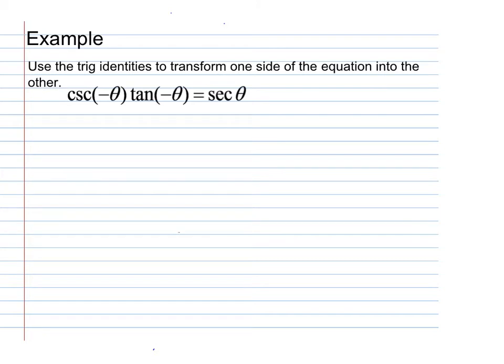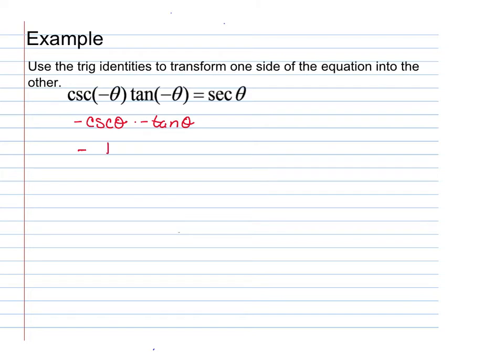You guys try this one out by yourself. If you were absent, pause this and try it by yourself, and then unpause to check your answer. So we know that cosecant of negative theta becomes negative cosecant theta. Tangent becomes negative tangent theta because these are odd functions. Since we want secant of theta, we're going to change the negative cosecant to its reciprocal.